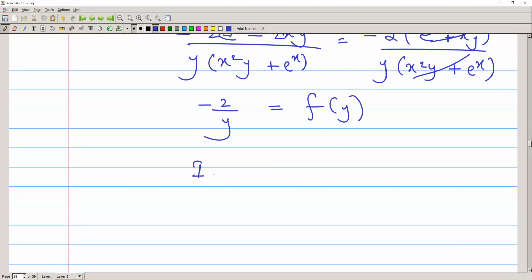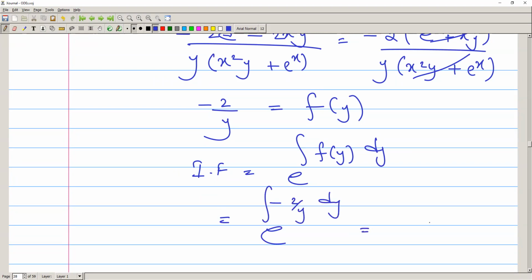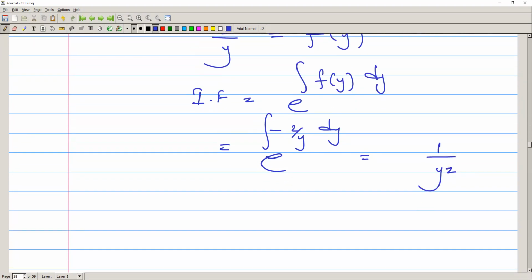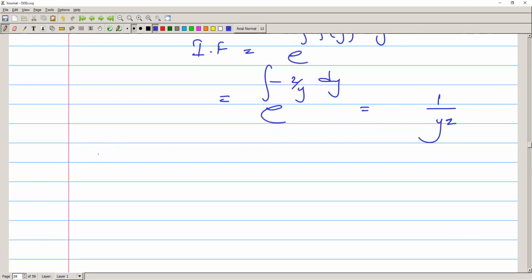So we can see that negative 2 over y is simply a function of y. Therefore, the integrating factor in this case will be e to the power integral of the function of y dy. So it will be e to the power integral of negative 2 over y dy, which we get after solving as 1 over y squared, right? So now this is the integrating factor, and we can simply multiply it by the whole equation that is given. So we will get x squared plus e to the power x over y times dx minus e to the power x over y squared times dy is equal to 0.